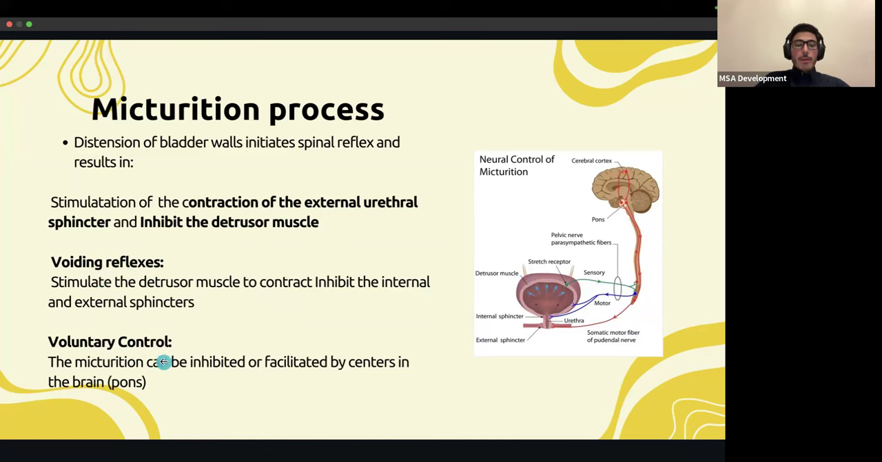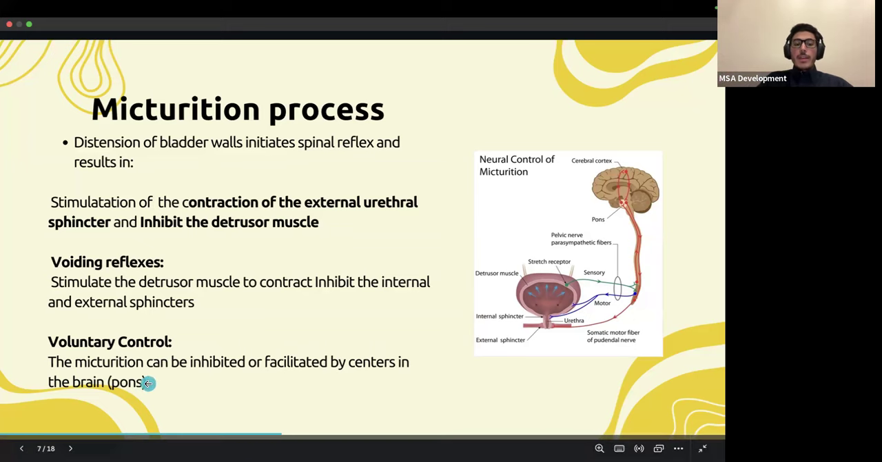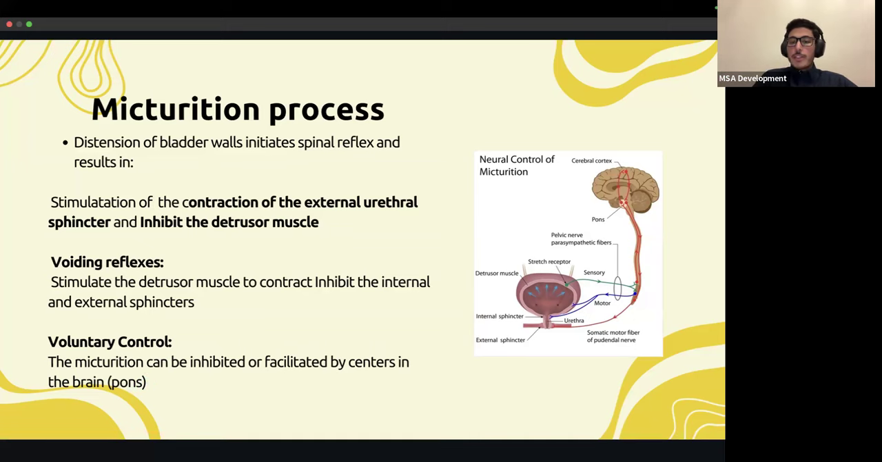Voluntary control means that we can inhibit micturition ourselves, through which muscle? You should recall it's a skeletal muscle, which is under voluntary control. So probably it's the external urethral sphincter. Through this muscle, you can contract it. Everyone is able to do that to inhibit micturition.